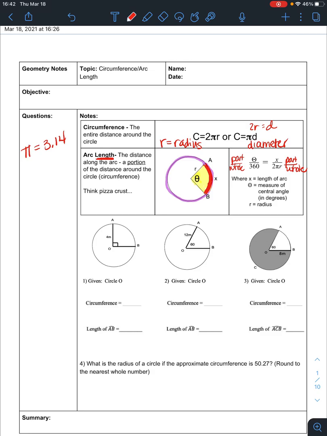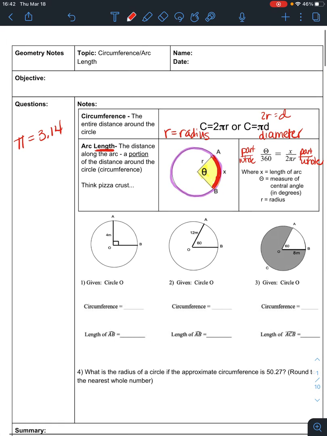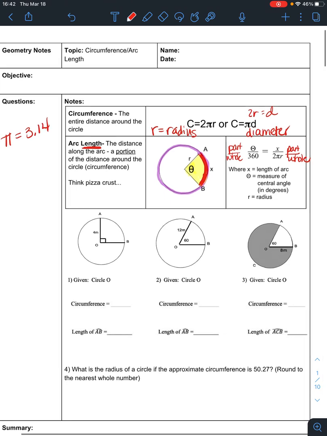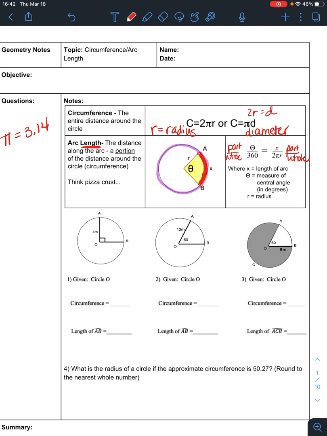So if I'm given this circle, number 1, I want circumference. You just need to be in the habit every time you're solving a problem like this: as soon as you decide what you need, write down the formula. So circumference is 2 pi r. So I look up here at my picture, my radius is 4. So circumference is 2 times pi times the radius. So you would type that in on your calculator.